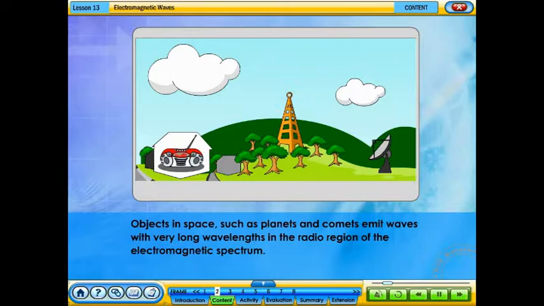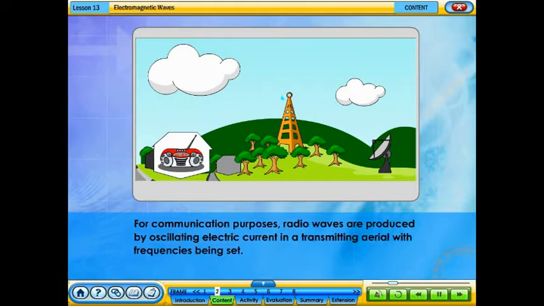Objects in space, such as planets and comets, emit waves with very long wavelengths in the radio region of the electromagnetic spectrum. For communication purposes, radio waves are produced by oscillating electric current in a transmitting aerial, with frequencies being set.